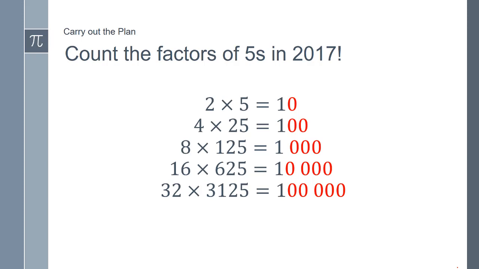125, or 5 cubed, will generate 3 trailing zeros when multiplied by 8. 625, 5 to the power 4, will generate 4 trailing zeros when multiplied by 16.